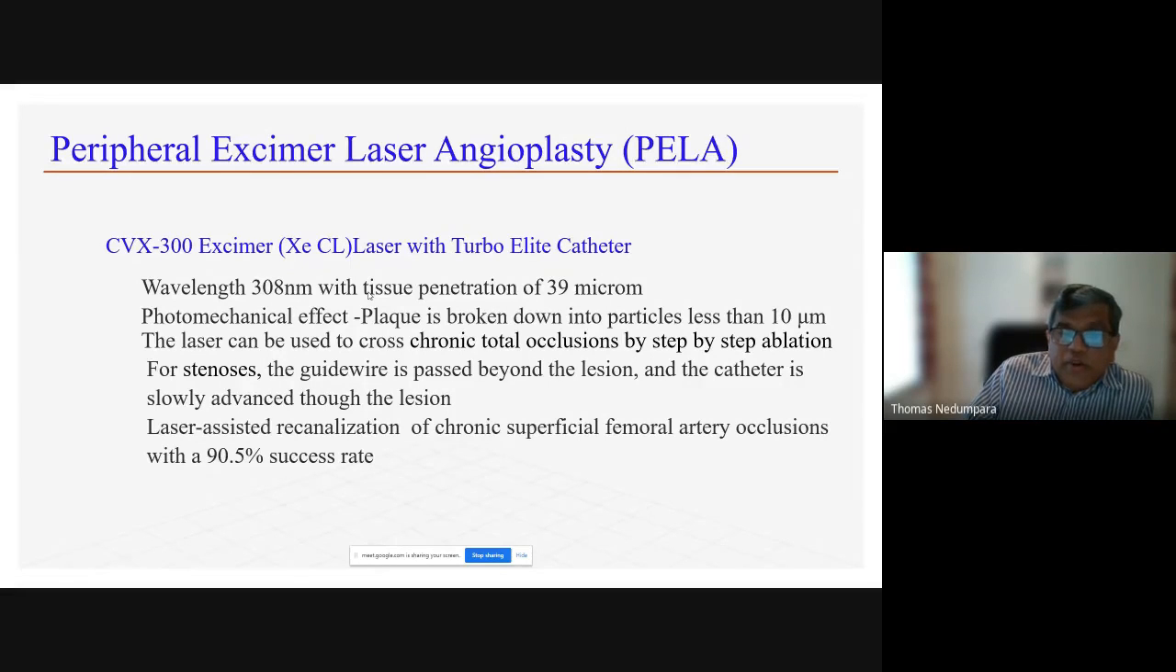Like in the coronary vessels, it can be used to cross total occlusions by step-by-step ablation of the atheromatous plaque. For tight stenosis, a guide wire is passed beyond the lesion and the catheter is slowly advanced to the lesion and the plaque is ablated. So they claim a 90% success rate with this procedure.